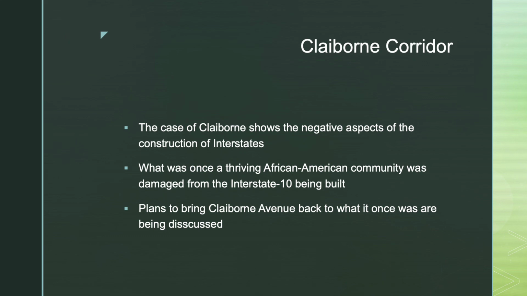Not all hope is lost, though, because plans to bring back Claiborne Avenue to what it once was are being discussed and planned.